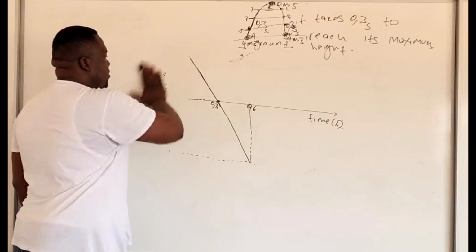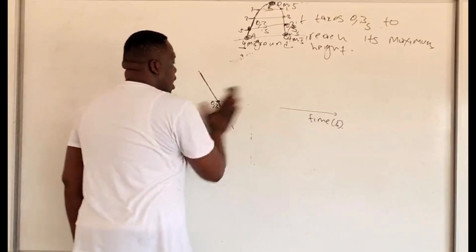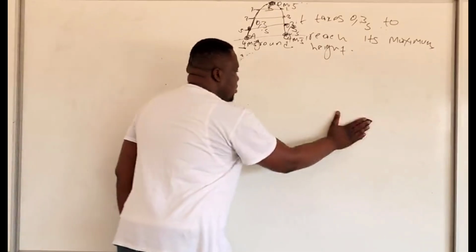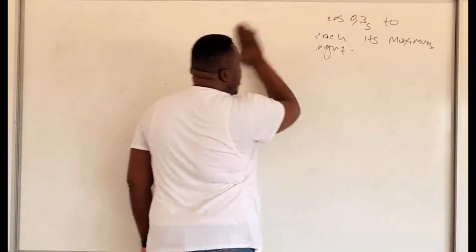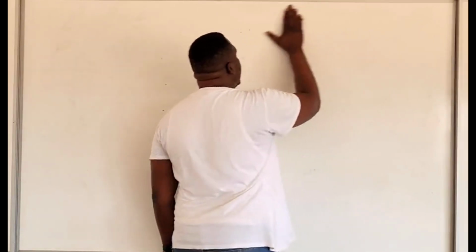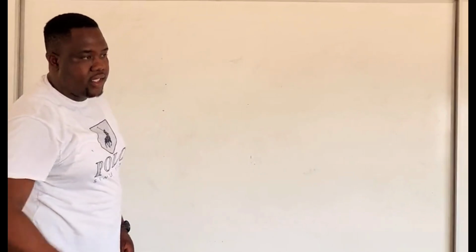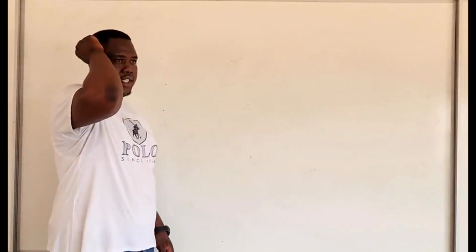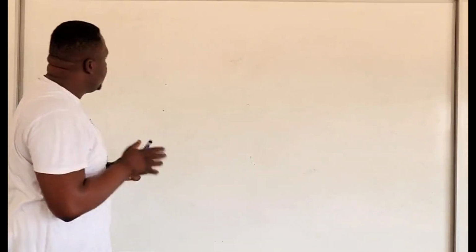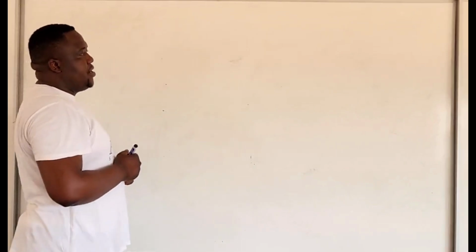Okay, I want to give you another scenario. Let me erase this one. I'm erasing this one. Let us come up with another scenario. Remember, when an object is going up, velocity decreases. When an object is coming down, velocity increases. Okay, let me give you a scenario.